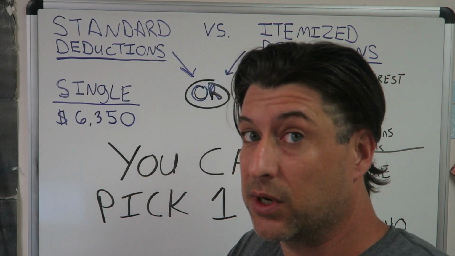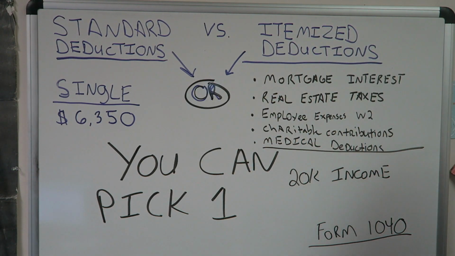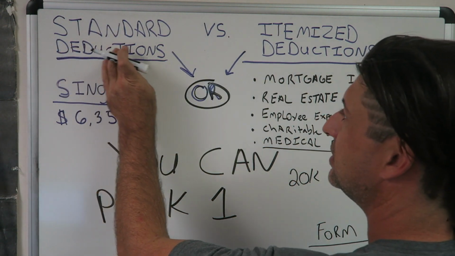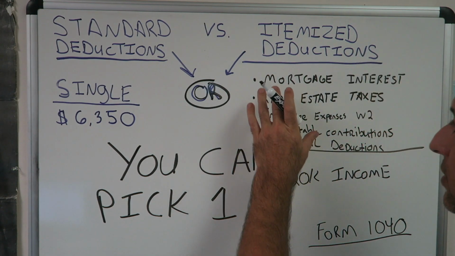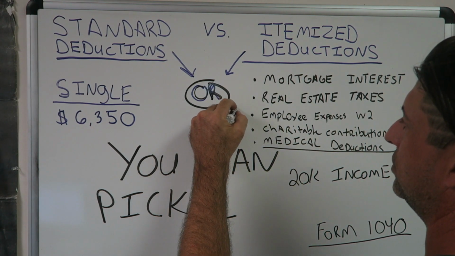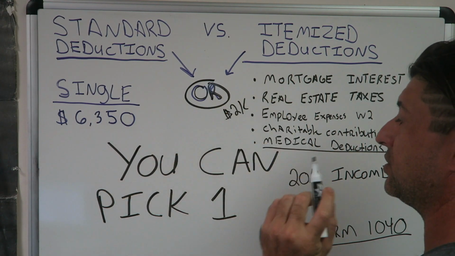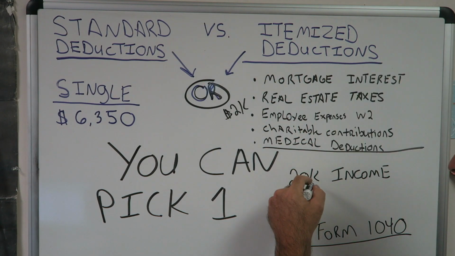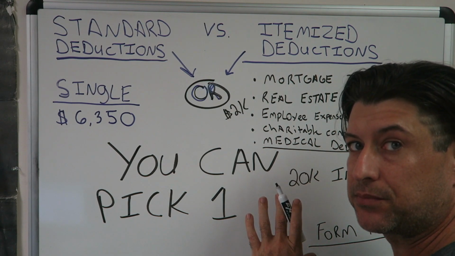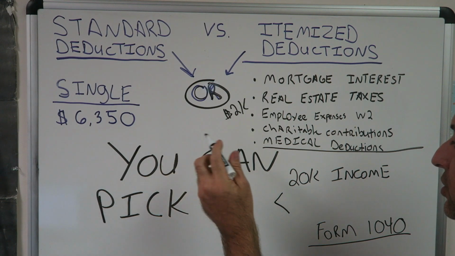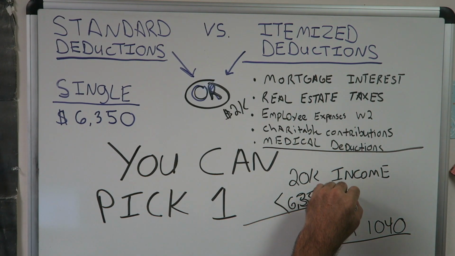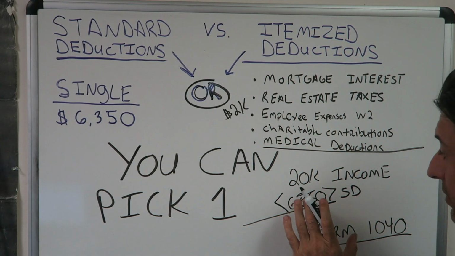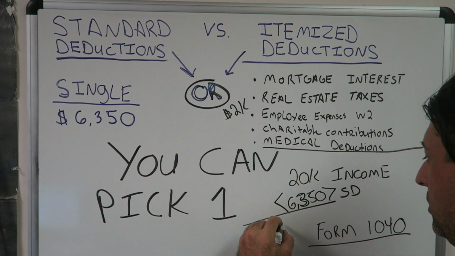You get to deduct from your income. So if you had 20,000, and let's say you only have 2,000 of itemized deductions, it's 6,350 versus 2K. Well, you're going to take the higher, because this is what you're going to pay tax on. Your taxable income is your income minus whatever the deduction is. So 6,350 is the standard deduction. If that was 7,000, it'd be 13,650. So that'll be your taxable income.